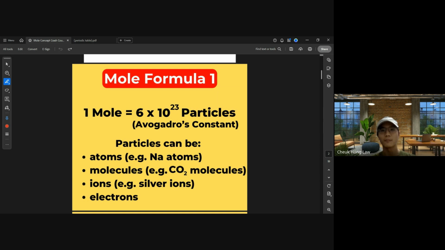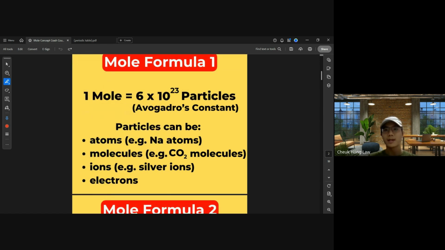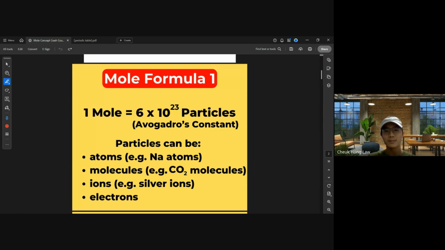Okay, so it's a lot of particles. There's a lot of zeros. There's 23 zeros in total. Okay, and then particles can mean many things, right? So for our syllabus, we learn 4 things. Okay, it can mean atoms, it can mean molecules, it can mean ions, and it also can mean electrons.